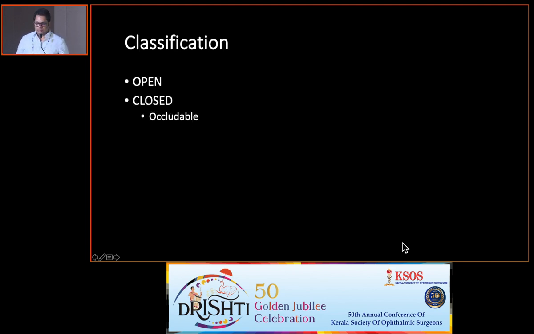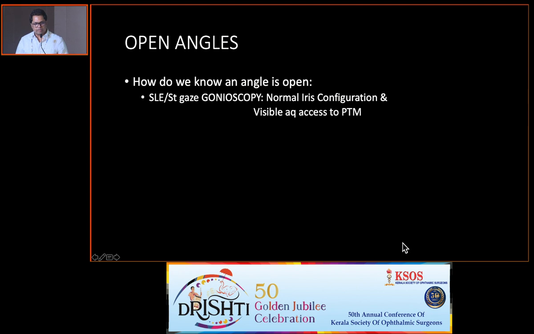Let us classify the disease into open and closed angles. Occludable angles we'll come to later. So what are open angles? How do you know if the angle is open? On slit lamp examination, on straight disc gonioscopy, if you see a normal iris configuration with visible aqueous access to the posterior trabecular meshwork, we can call the angle open.